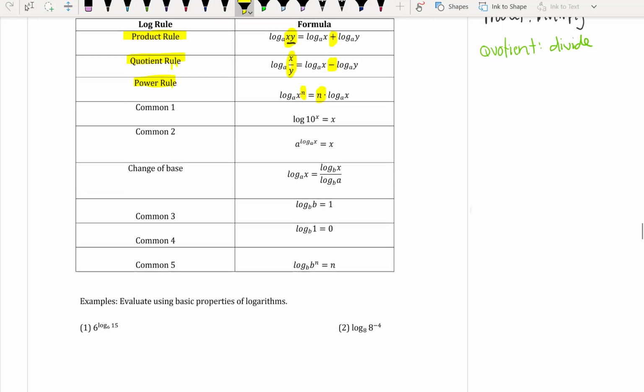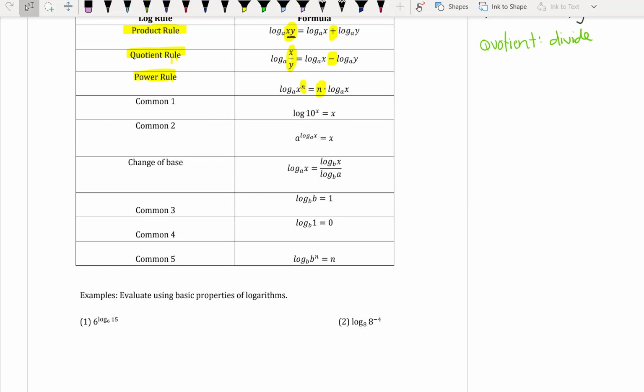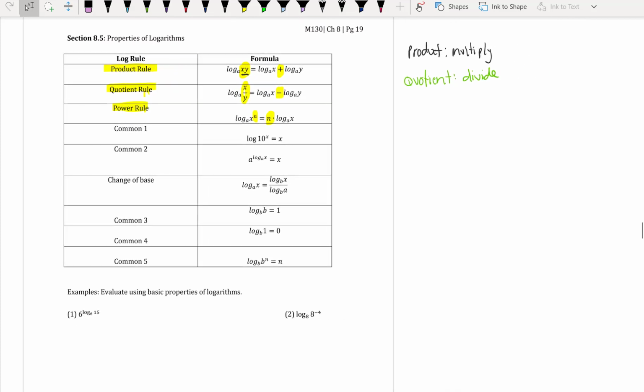And then we have a couple of ones down below that don't really have specific names, but they are going to be useful once we see the pattern. So let's look at the examples below. For number 1, it says to evaluate using the basic properties of logs. So we have base 6 to the exponent of log base 6 of 15.